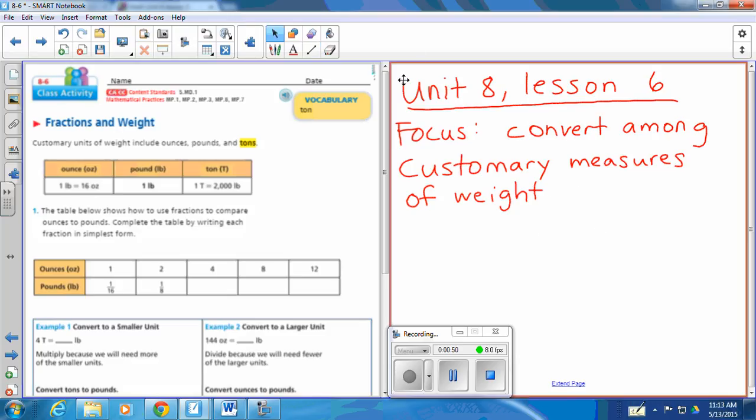United States. So we're focusing on weight, and if you look at your student activity book, which we're starting on page 277 today, it says fractions and weights. So you can expect to use some fractions with this.